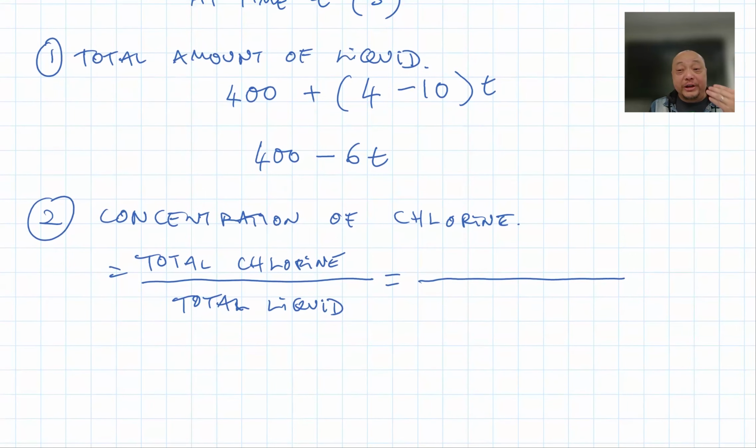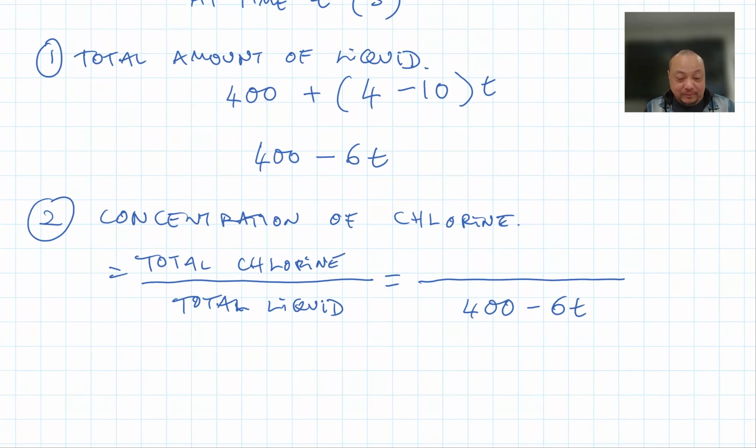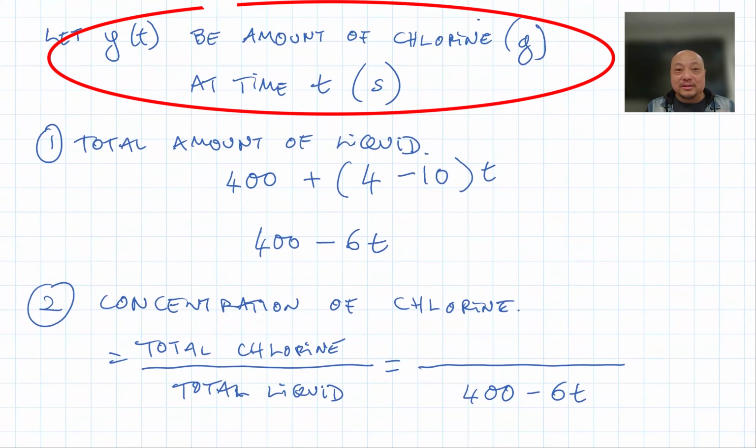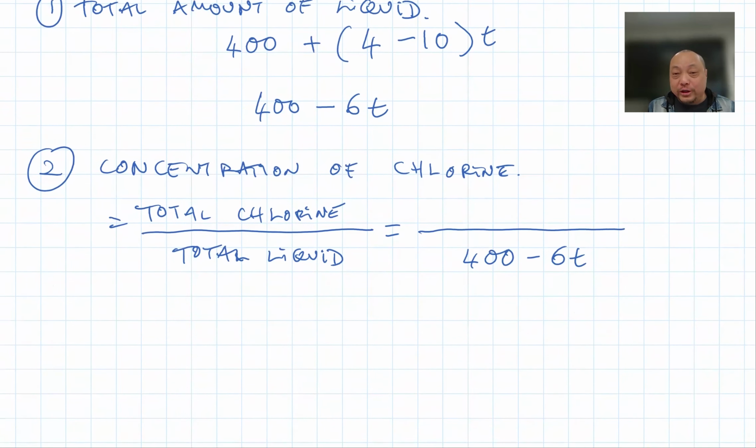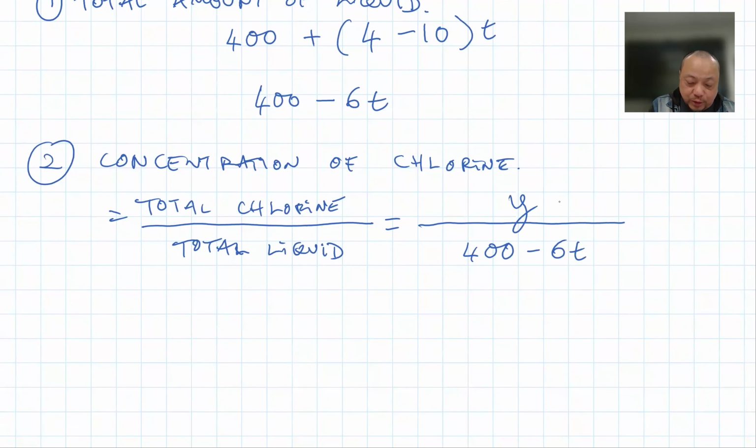Well, it turns out that we do know what the total liquid is. That's 400 minus 6t. And we also know what total chlorine is. I mean, we don't really know, but we have a symbol for it. There it is. The total amount of chlorine is Y. So we don't know what Y is, but we have a symbol for it. It's Y. Y over 400 minus 6t.